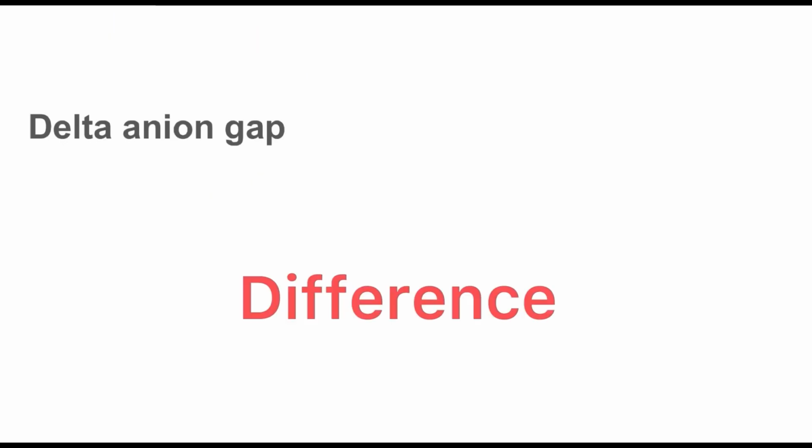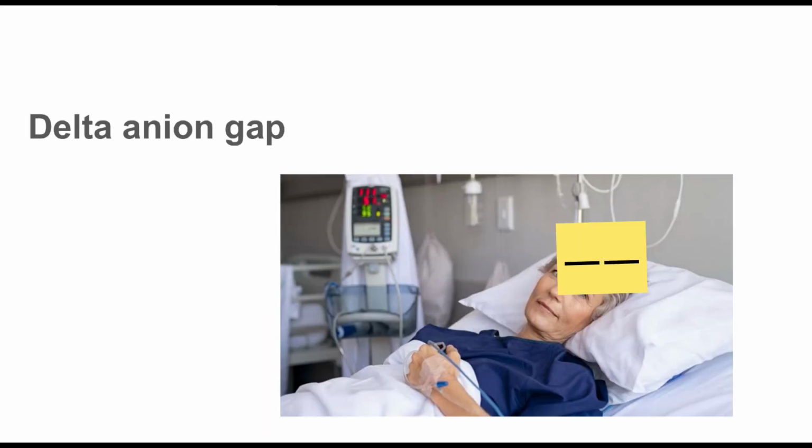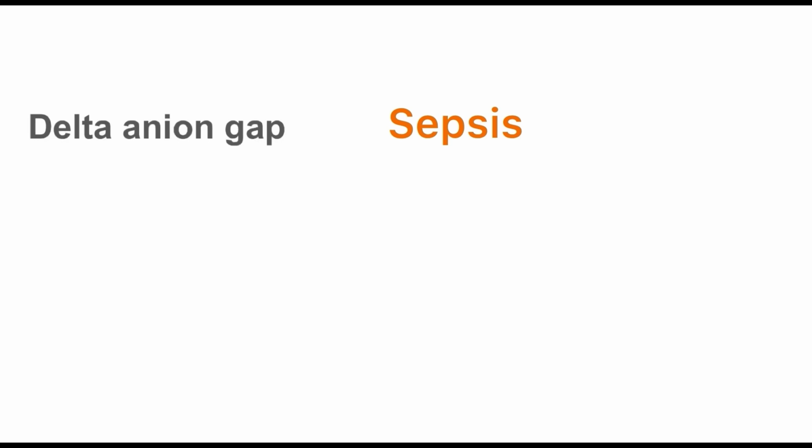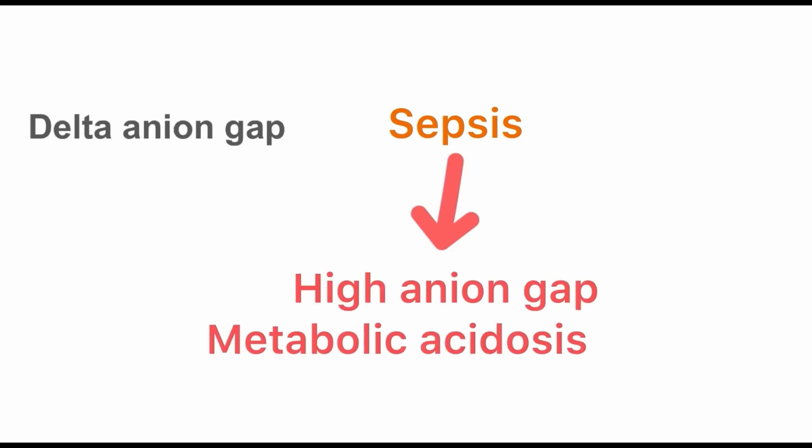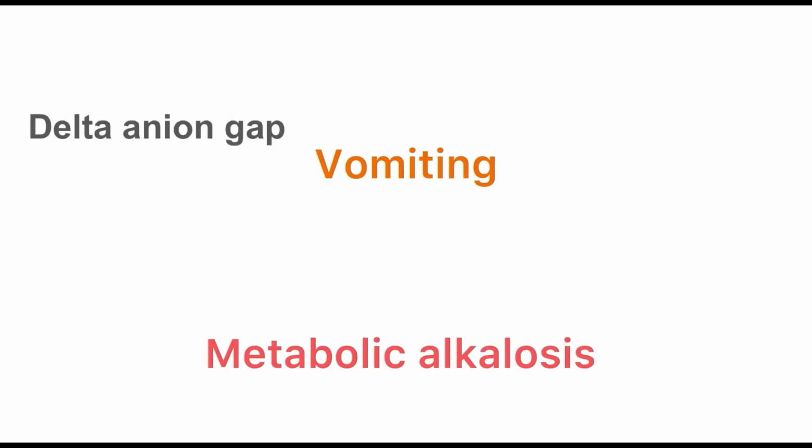Delta basically means difference. We calculate delta anion gap to know whether the patient has a mixed disorder. For example, this patient has presented with sepsis with continuous vomiting and he has an underlying Cushing syndrome. He has developed high anion gap metabolic acidosis because of sepsis and has developed metabolic alkalosis because of vomiting. So this is a mixed disorder. So to find a mixed disorder, we use delta anion gap.